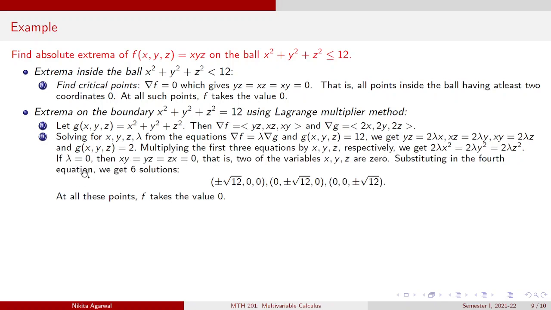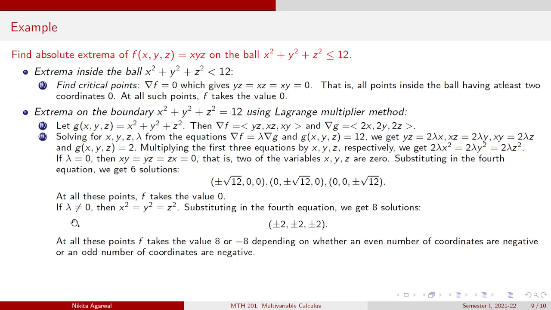Now if lambda is 0, then yz, xz, xy should all be 0. That is, two of the variables x, y, z are 0. Now if you substitute these in the fourth equation, which is g equal to 12, meaning x square plus y square plus z square equal to 12, you get these 6 points, right? And at all these points, the value of the function is 0, because two of the coordinates are 0.